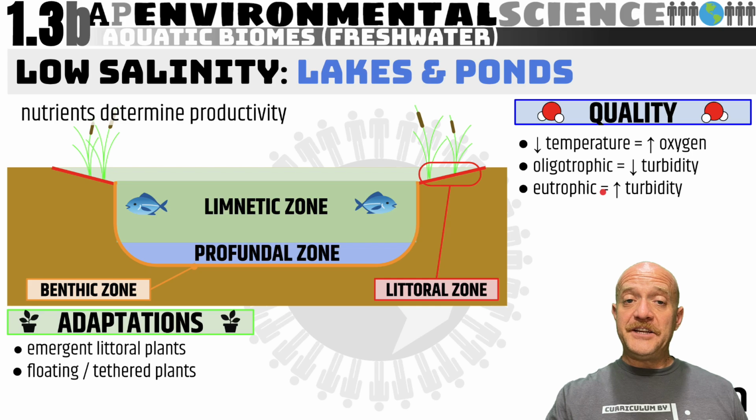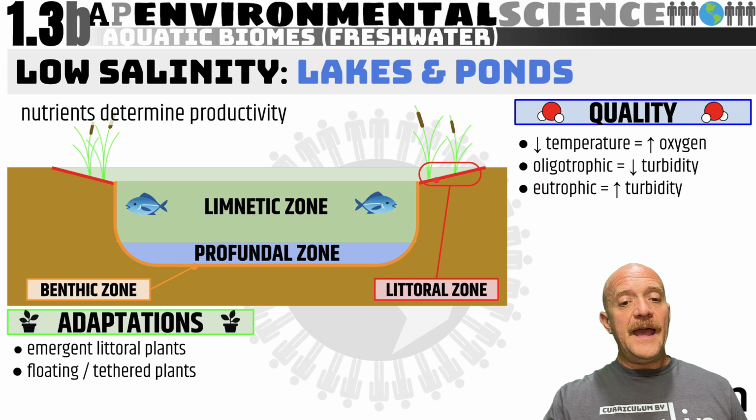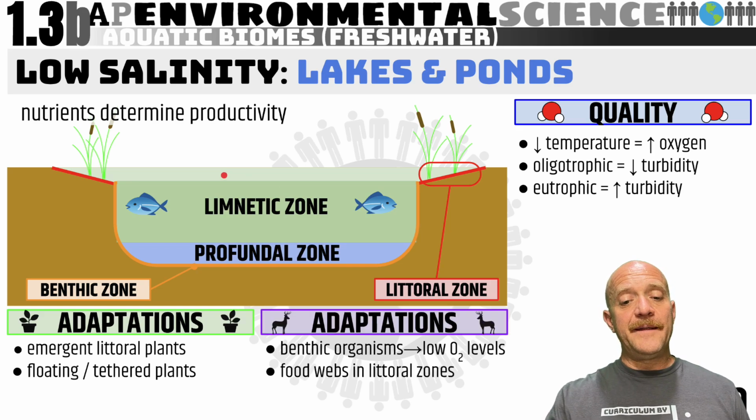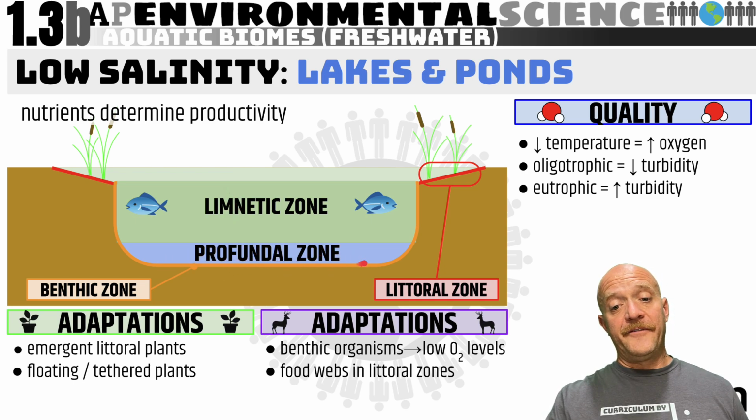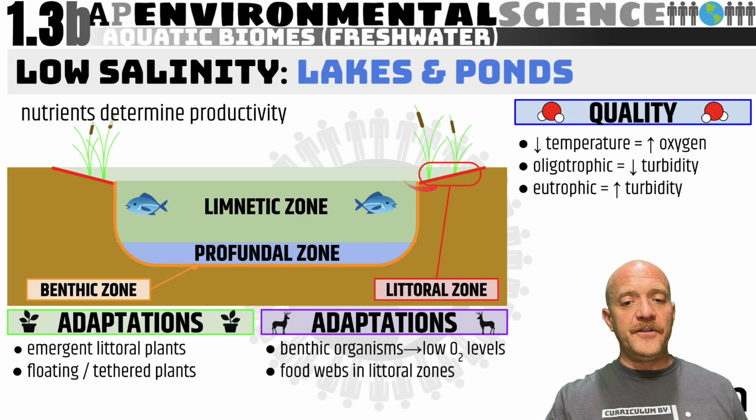Now, adaptations for plants: you will have emergent plants in the littoral zone, and you will have floating or tethered plants in the limnetic zone. Animal adaptations: the benthic organisms are going to be adapted for low levels of oxygen because there will be less productivity down there. If any, the oxygen levels will be quite low. And the food webs are really going to be influenced by the activity and the productivity in the littoral zones.